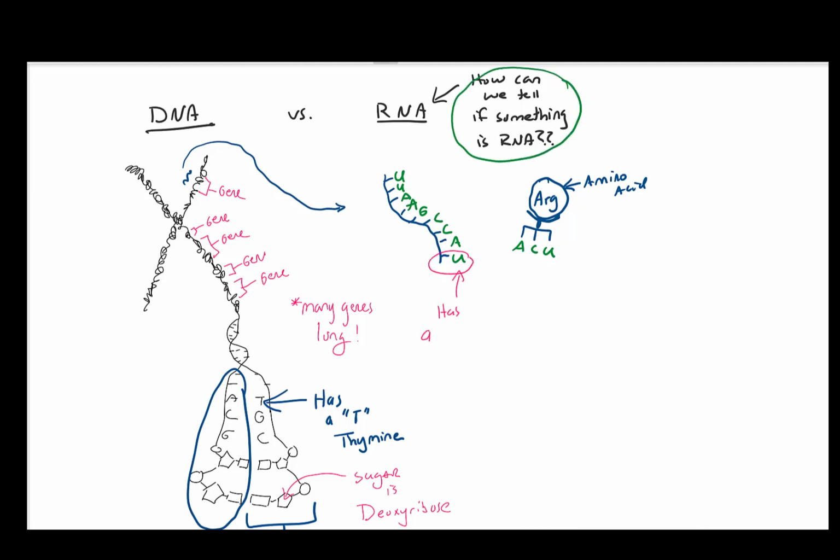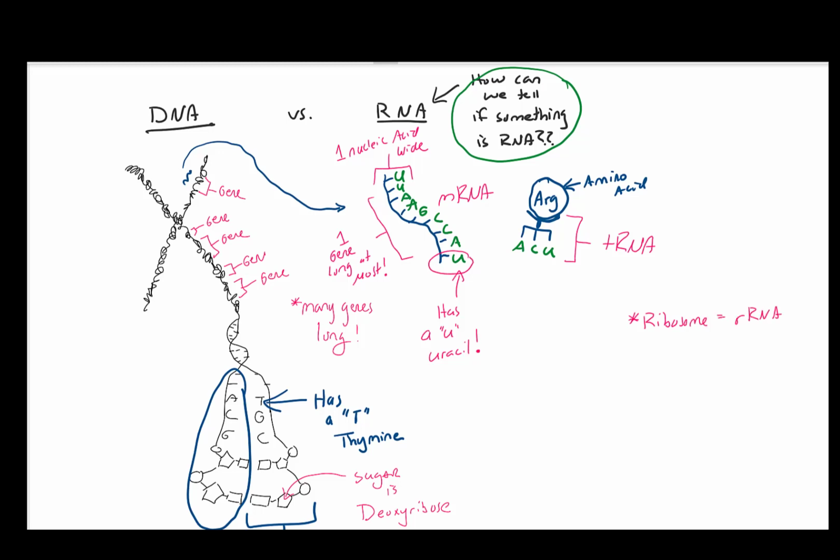How can we tell they're RNA? There's a U present called uracil. T takes a time out, is replaced with U, and it's only one nucleic acid wide, so it's narrow. And it's only, at most, one gene long. A copy of one gene is mRNA. Over here, tRNA. Over here is mRNA. And the R stands for... what does the R stand for? The ribose sugar. And don't forget, the two sugars make RNA and DNA different.